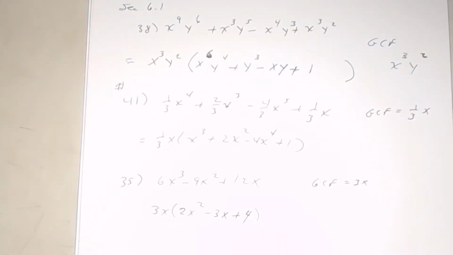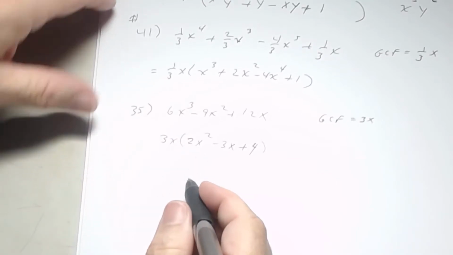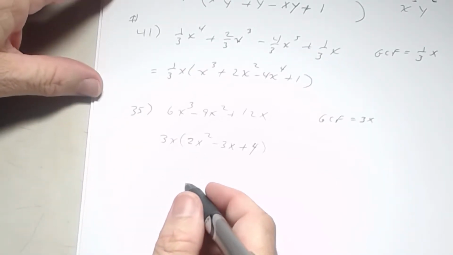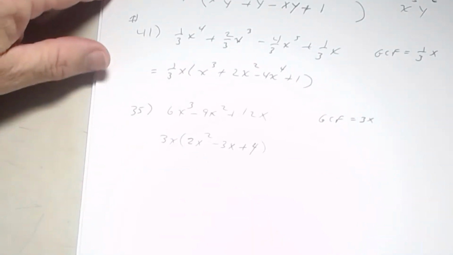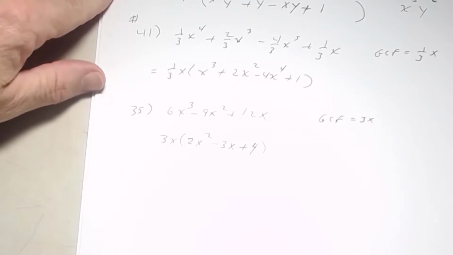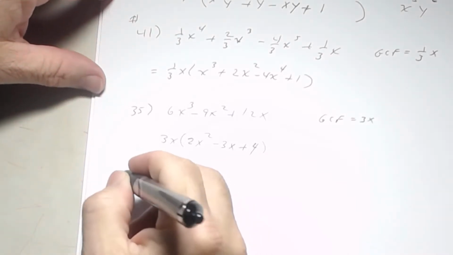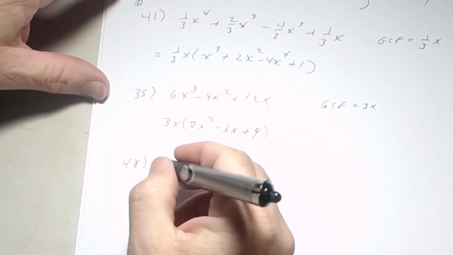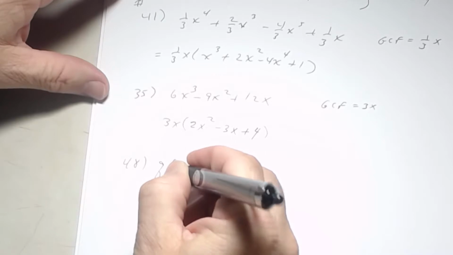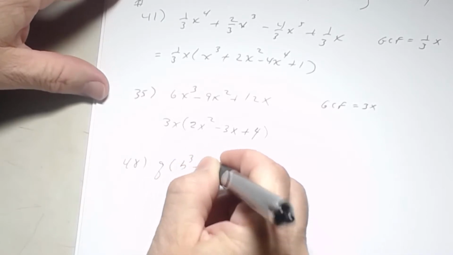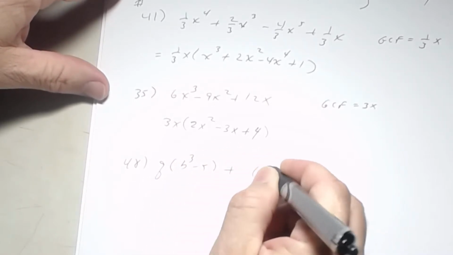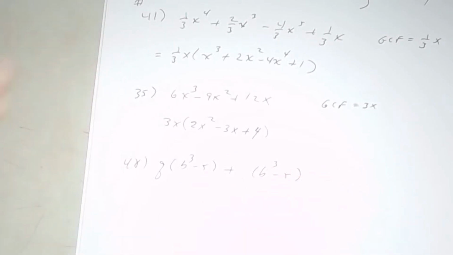Now, we started talking about this, so let's look at this. We did number 44 and 46. Let's look at 48. So 48, we have q times b cubed minus 5 plus, in parentheses, b cubed minus 5. What's that first character? Q.